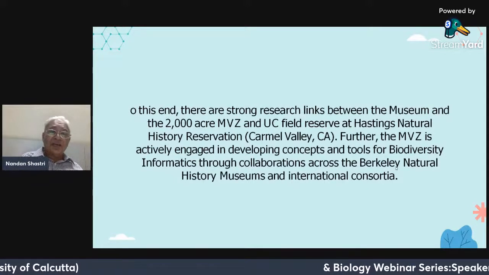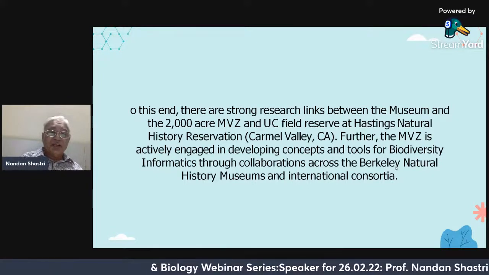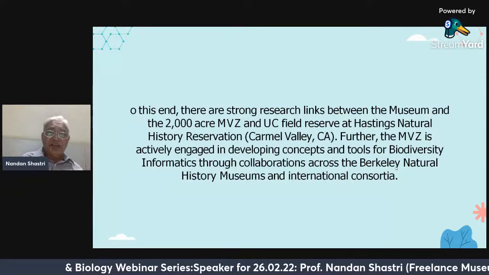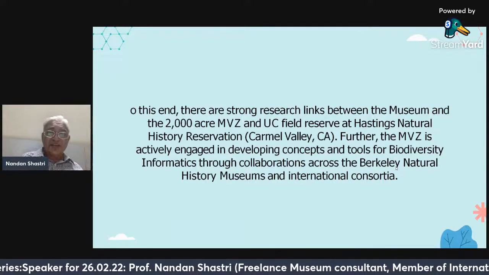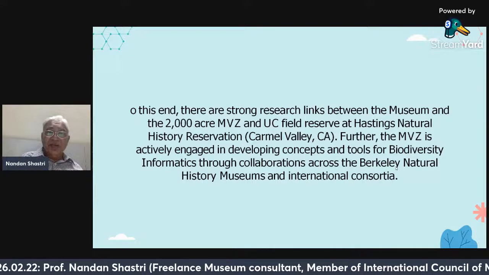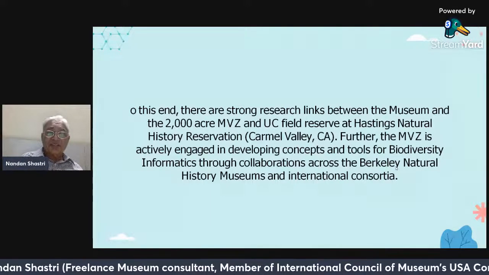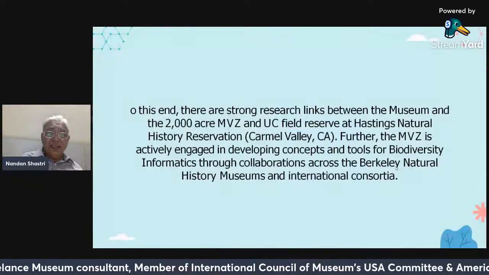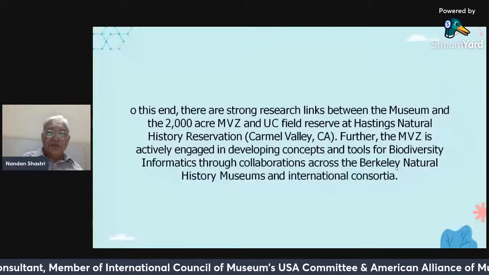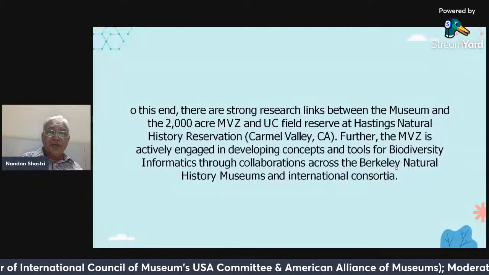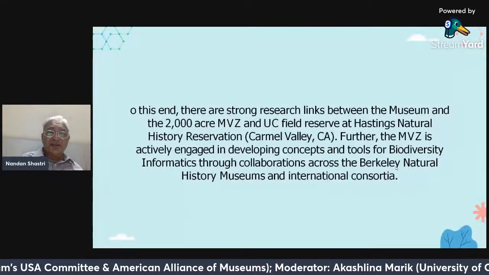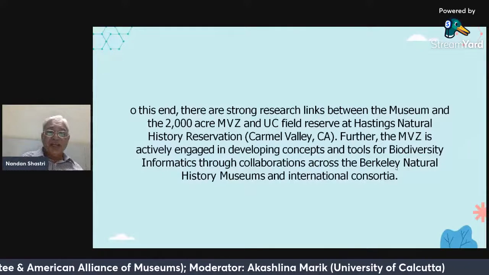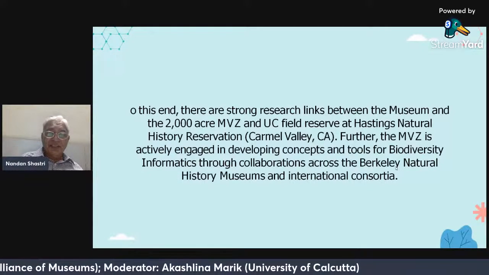There are strong research links between the museum and the 2000 acre MVZ and UC Field Reserve at Hastings Natural History Reservation. Further, the MVZ is actively engaged in developing concepts and tools for biodiversity informatics through collaborations across the Berkeley Natural History Museums and International Conservatory. Next slide, please.